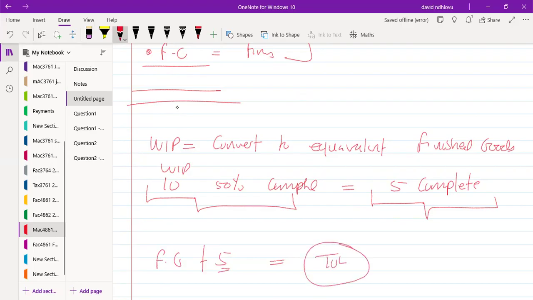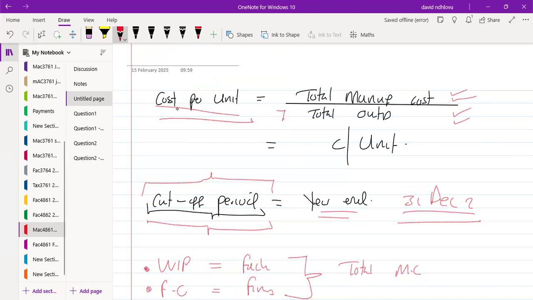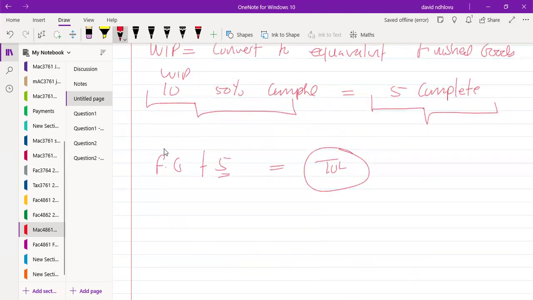This is what I then divide into my total manufacturing cost. So in essence, that is what we are trying to do with process costing. Any question on that, good people? Are we on the same page? Can you please repeat again?